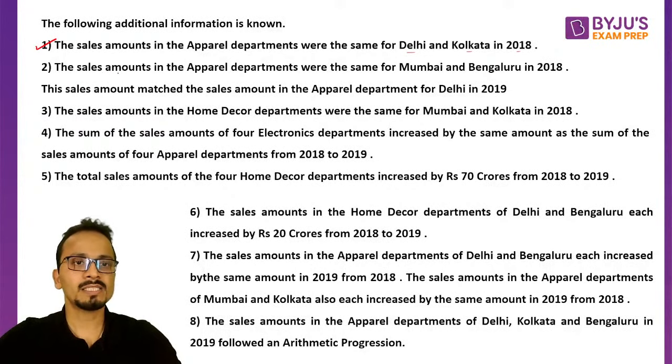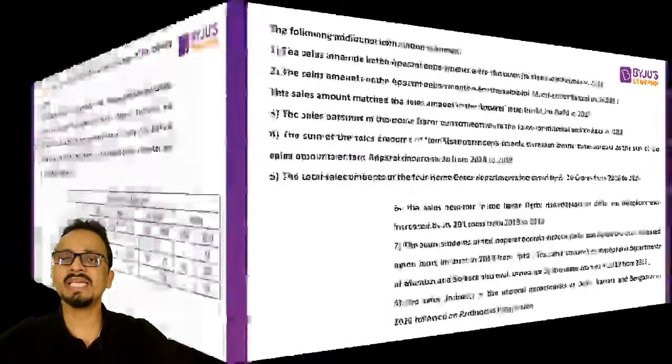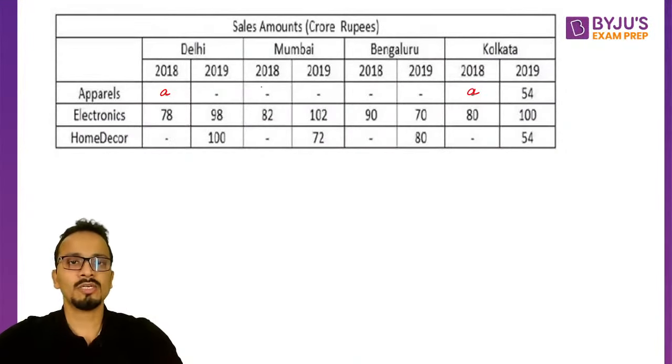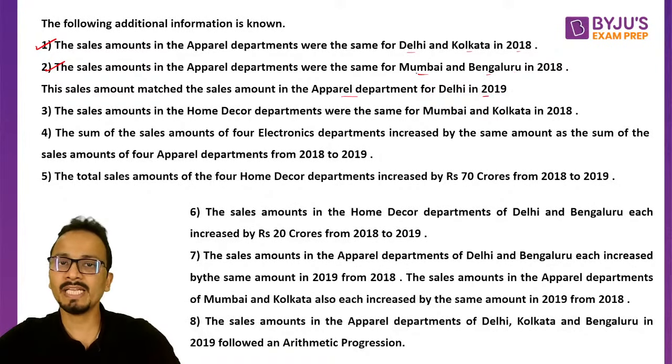Statement number 2. The sales amounts in apparel department were same for Mumbai and Bengaluru for 2018. So again, apparel, Mumbai, Bengaluru 2018 are equal. So this is B and this is B. Okay, fine. So this statement is over. Now second statement, continuation: this sales amount matched the sales amount in apparel department for Delhi in 2019. So whatever the values for Mumbai and Bengaluru were for 2018 in apparel, this value is also equal to apparel department for Delhi in 2019.